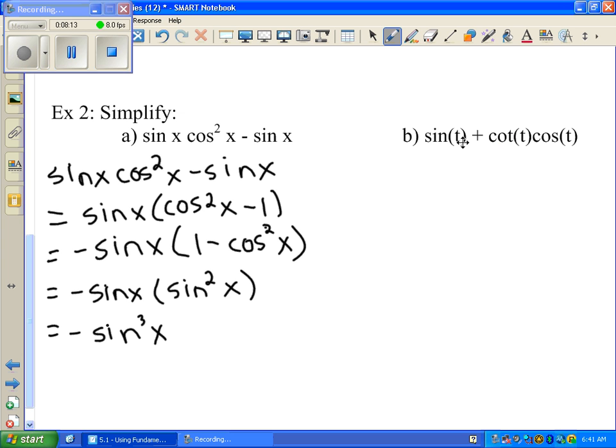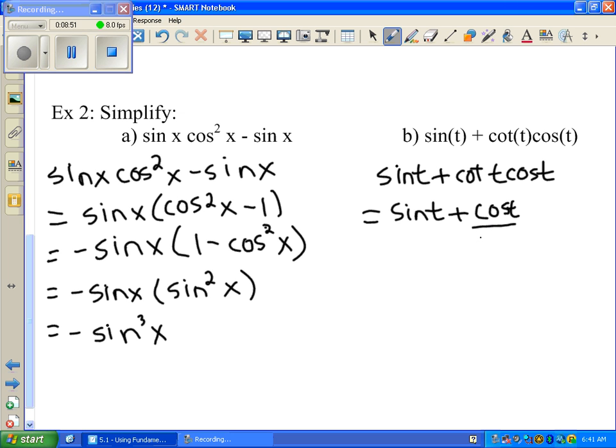Well, I like cotangent, but I see lots of sines and cosines, so I'm going to write everything in terms of sines and cosines and see where that leads me. So we have sine t plus cotangent t cosine t. They want us to see if we can get this to be a little bit simpler. So I'm going to leave the sine there. I'm going to rewrite cotangent t as cosine t over sine t. And then I have this cosine here left, so cosine t.